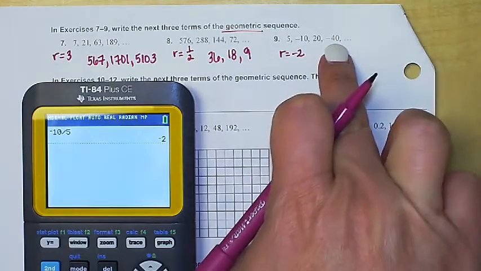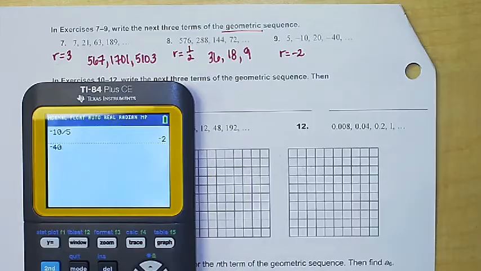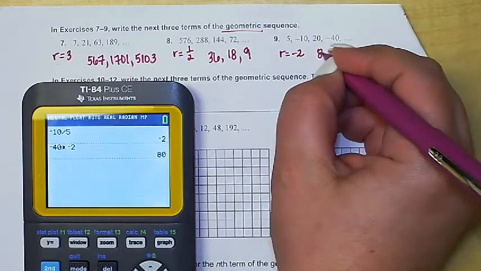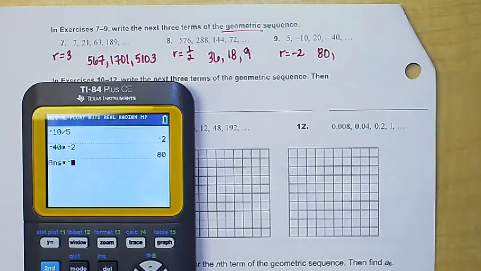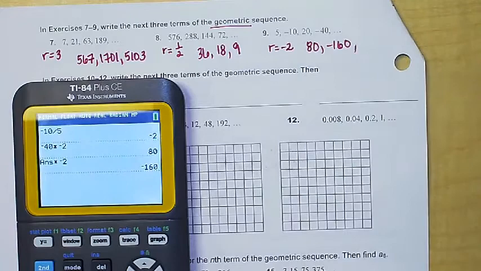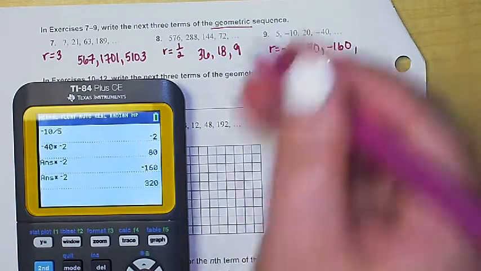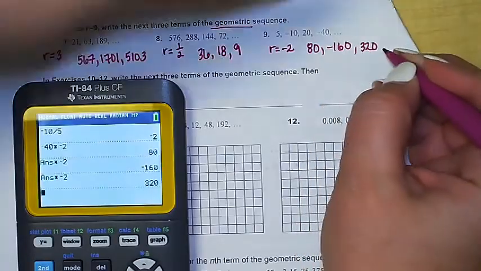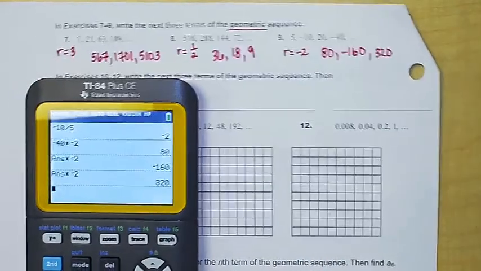And then we can pick up where they left off. They left off at -40. So if we multiply that by -2, that means our next number would be 80. Times another -2 would be -160. And times another -2 would be a positive 320. Those would be the next 3 terms in that sequence.